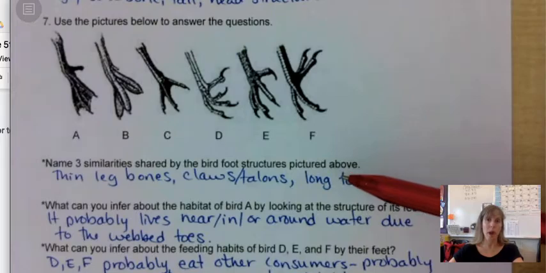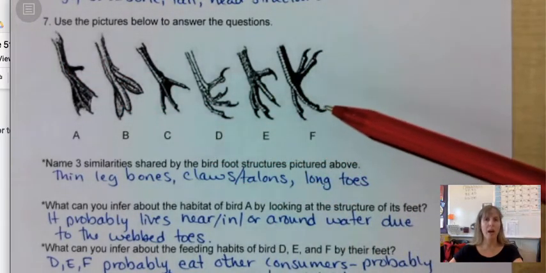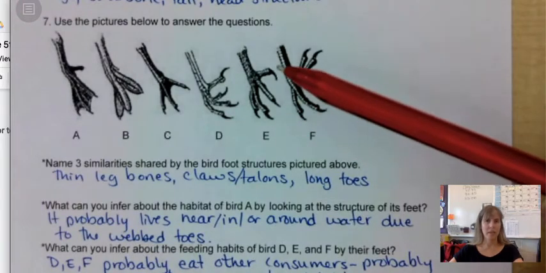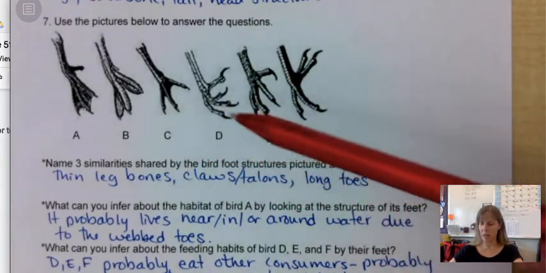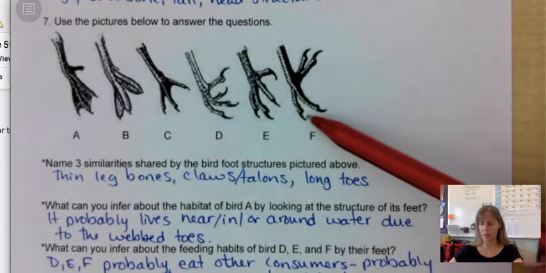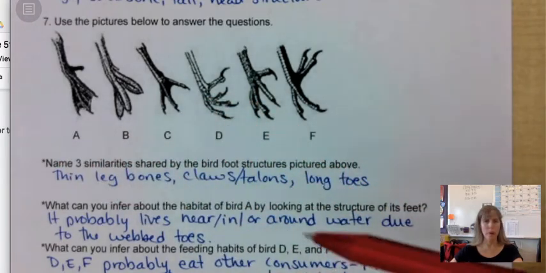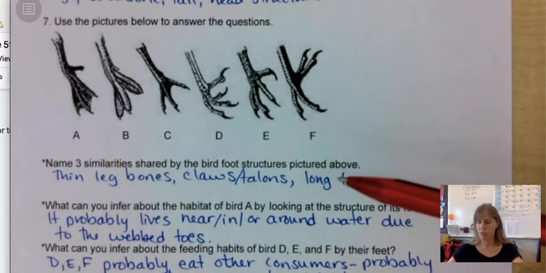Now, there could be more than what I just listed, but they all have these thin leg bones. So birds that fly, right, they have light bones. So they're all skinny kind of leg bones. Or the claws and talons, every one has some form of claw or talons. And they'll have relatively long toes, probably to help them with balance, right?